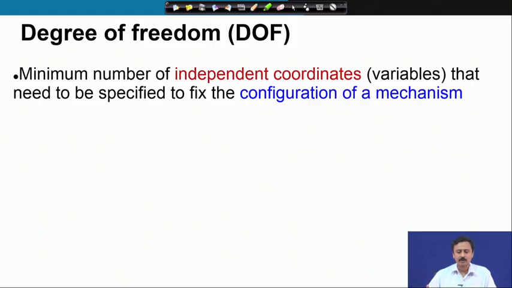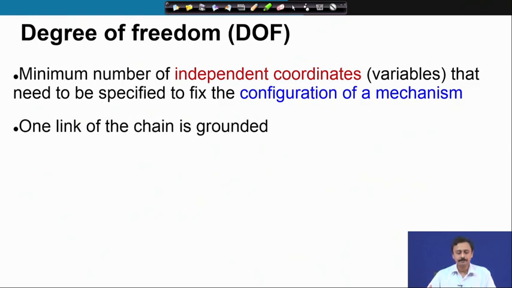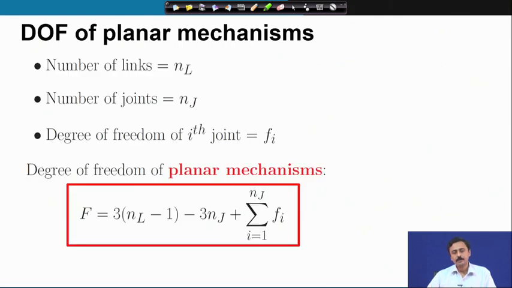As we have already discussed, the degree of freedom indicates the minimum number of independent coordinates that are required to be specified to fix the configuration of a mechanism or a kinematic chain. And when we define this in the context of mechanisms, one of the links must be grounded. I have shown you how to calculate degree of freedom.